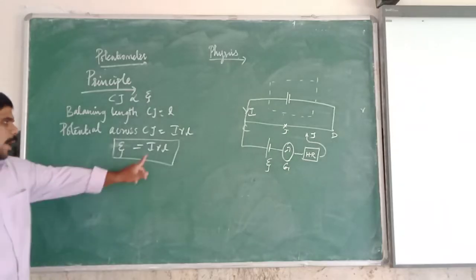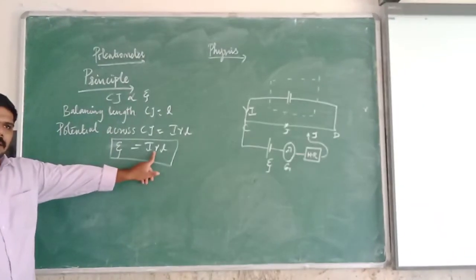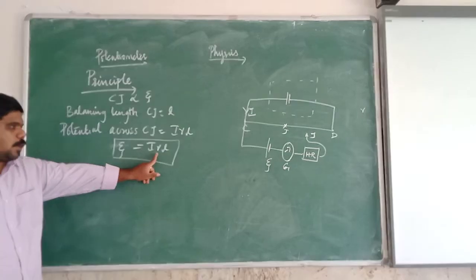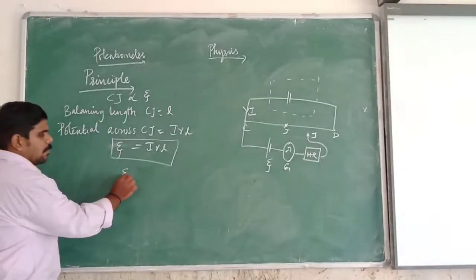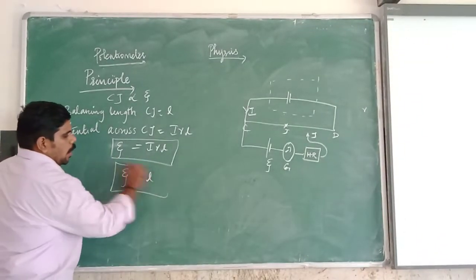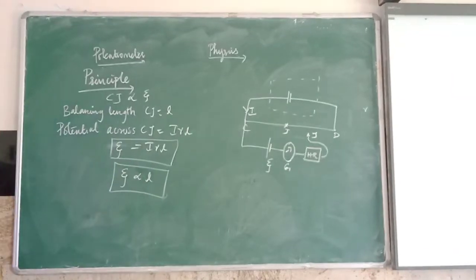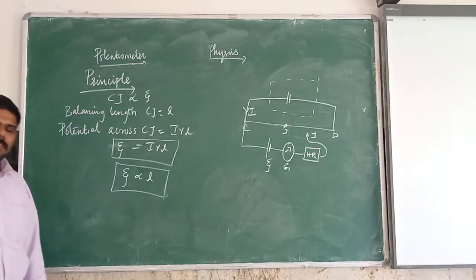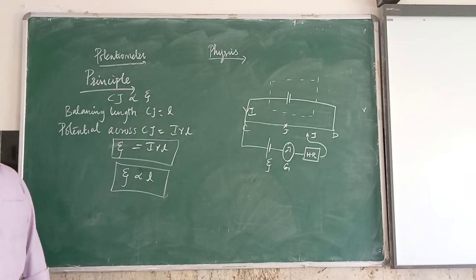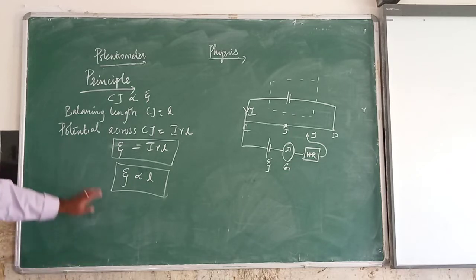Okay. Here I and R will be constant. Listen, the current and the resistance per unit length of wire will be constant. So the EMF of a cell will be directly proportional to the balancing length of a potentiometer. This is the principle of potentiometer.